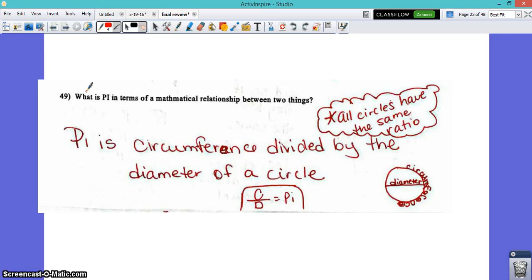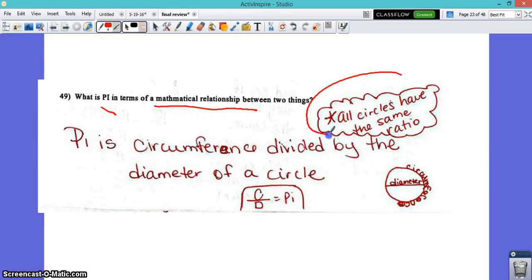This is not, oh, pi is 3.14. I know that. Okay, everybody, even a third grader knows what that is. Okay, pi is not apple or cherry. That's not what I'm talking about. What I'm talking about is pi, mathematical relationship.